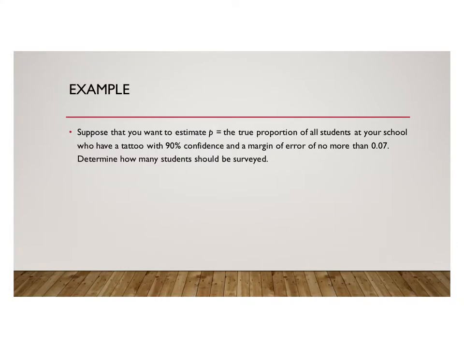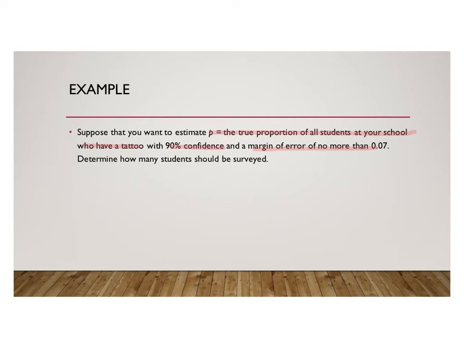In our last example today, suppose that you want to estimate p, the true proportion of all students at your school who have a tattoo, with 90% confidence and a margin of error of no more than 0.07. So just like before, we are going to highlight key information. We want to estimate the true proportion of all students at our school who have a tattoo with 90% confidence and a margin of error of no more than 0.07.